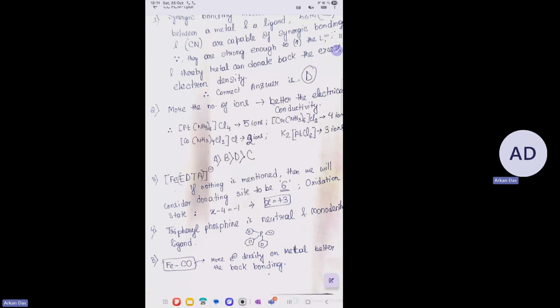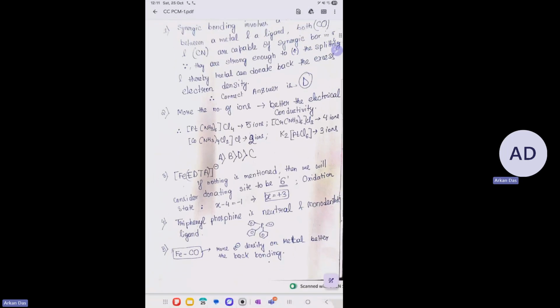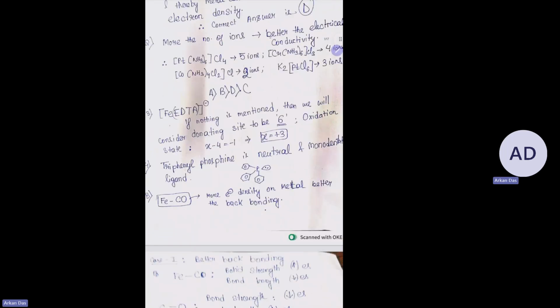According to the oxidation state calculation, we will put Fe as x. So x minus 4 equals minus 1. So x will be coming as how much? x will be coming as plus 3. So the correct answer is plus 3. What is the oxidation state of iron? It is plus 3. Let's go for the next question.